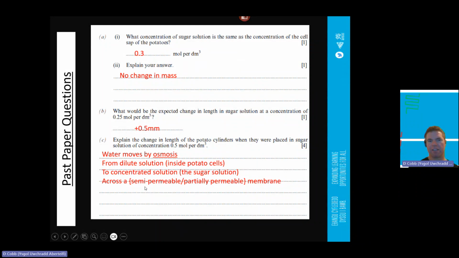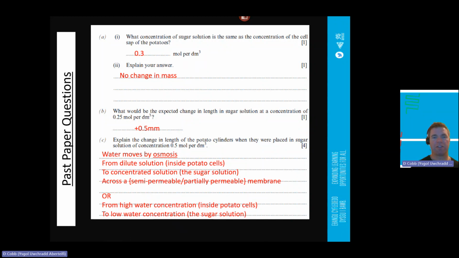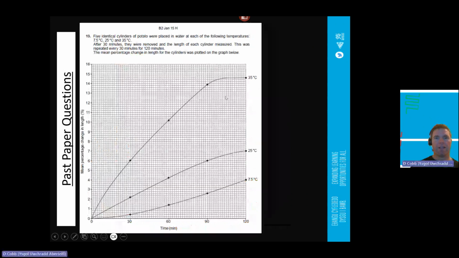Okay, we're going to see this setup many times. We can also say this, high water concentration to a low water concentration, but see this concentrated sugar solution of 0.5, you've got to think of as being a low water concentration, and I think that's a hurdle that pupils find difficult, so I stick to what's written at the top. Okay, right, another question. Again, you can pause, see what's going on.